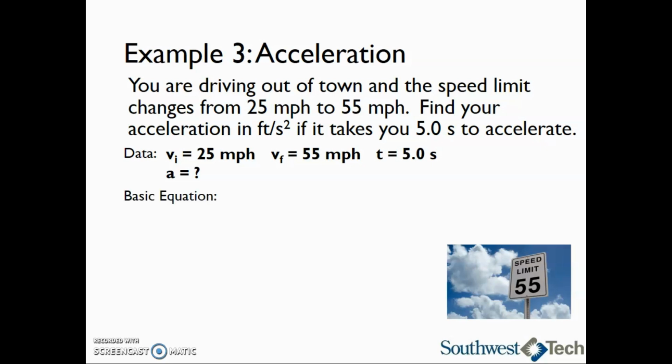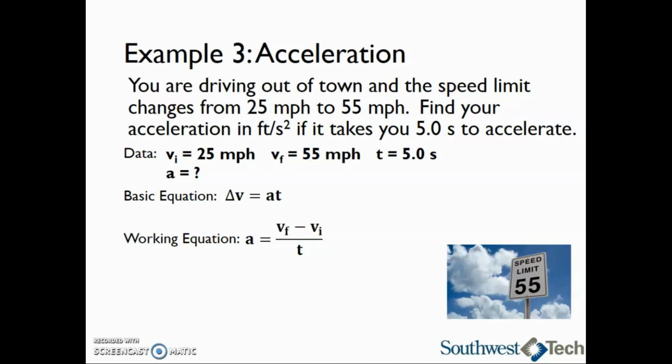We will worry about our units in just a minute. The basic equation is delta V equals A times T. The working equation, where we rearrange to solve for A, is that A is equal to V sub f minus V sub i, divided by T. Before we can substitute, we need to make sure all of our units are consistent. Since we have time in seconds but velocity in miles per hour, we need to convert both of our velocities to feet per second.